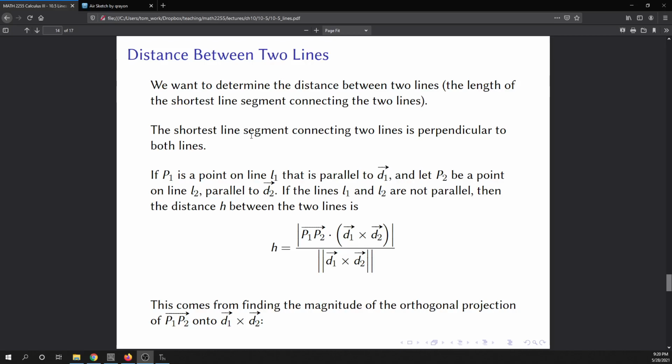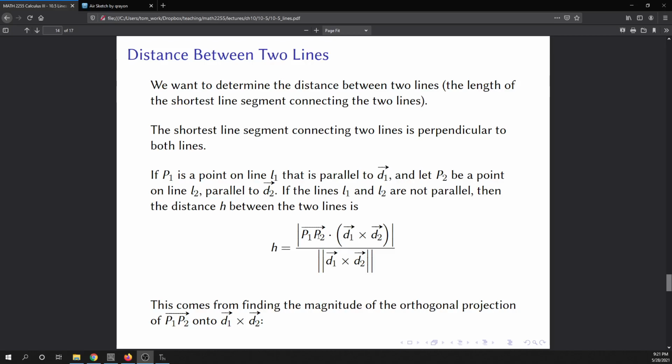So if I've got this situation here, if I've got a point P1 on a line L1 that is parallel to D1, so that would be the point on the line and the direction vector of the line, and then P2 be a point on line 2 parallel to direction vector 2, D2, that would be the direction vector for line 2. If the lines L1 and L2 are not parallel, okay, then the distance h between the two lines is going to be given by this formula right here.